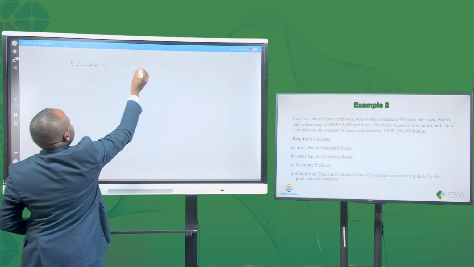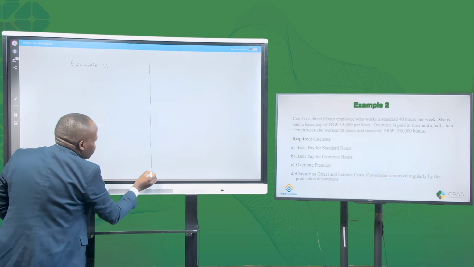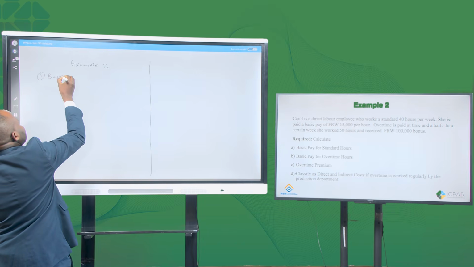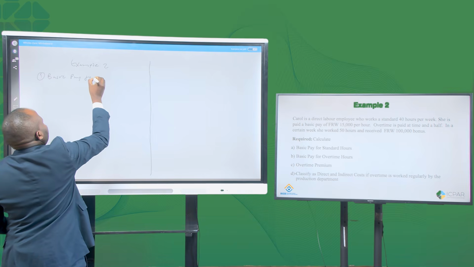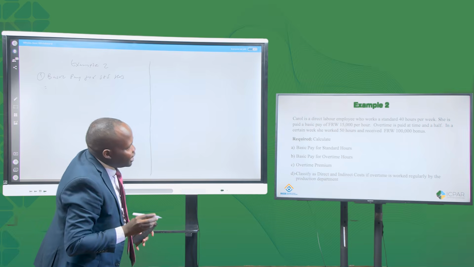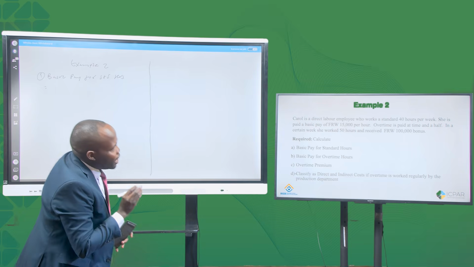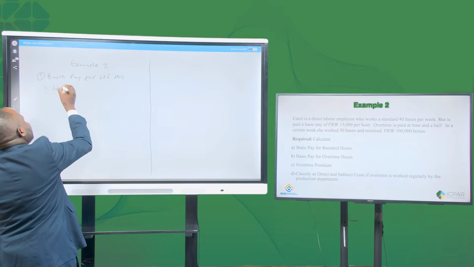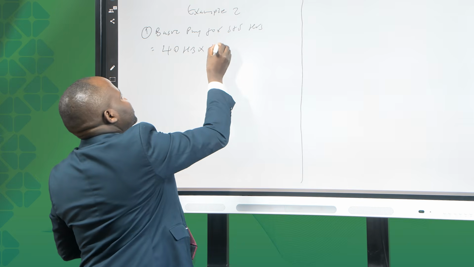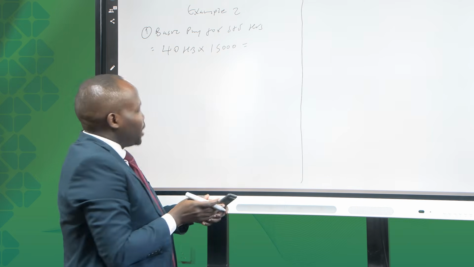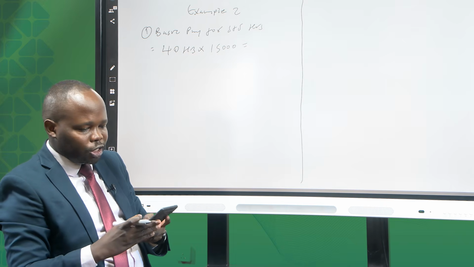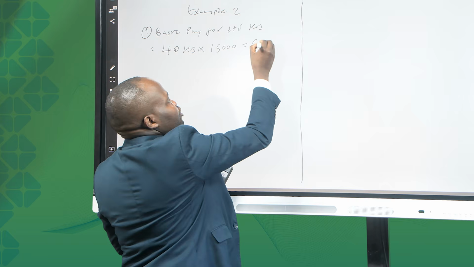So in this second example, again, we see the same analysis. We start with number 1, basic pay for standard hours. Carol worked 40 hours, so we have 40 hours times the basic rate of 15,000. If we do that calculation, it gives us 600,000.